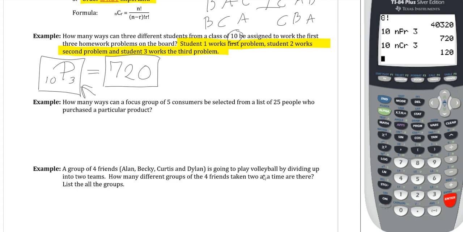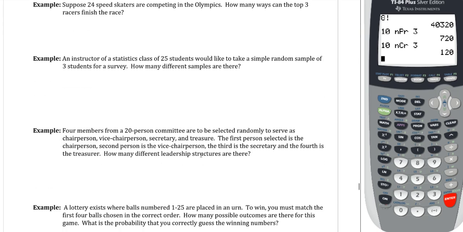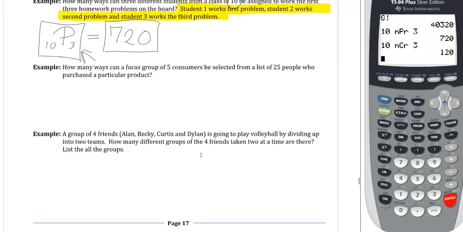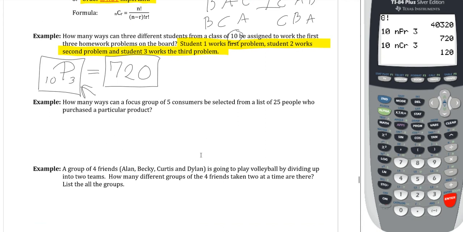All right, so let's go through a lot more examples here. I'm going to do these ones here, and then I'm going to ask that you do the ones on page 18 on your own. So let's do, how many ways can a focus group of 5 consumers be selected from a list of 25 people who purchase a particular product?